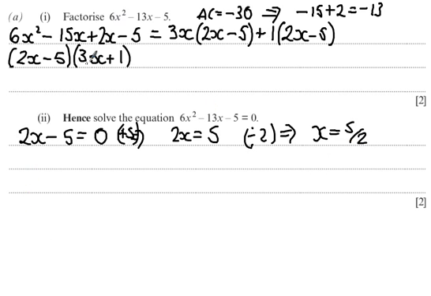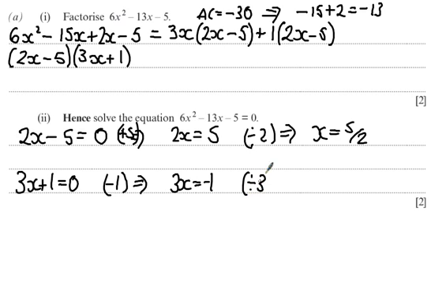Alternatively, the other bracket, 3x plus 1, I say, okay, 3x plus 1 equals 0. Let's subtract 1 from both sides of the equation. So I get 3x equals minus 1. And then let's divide both sides of the equation by 3, so that I get x equals minus 1/3.